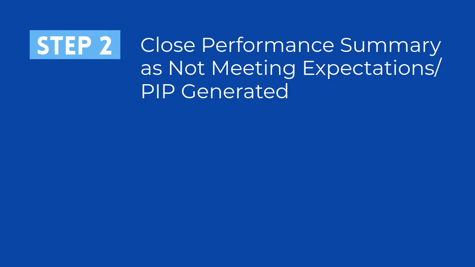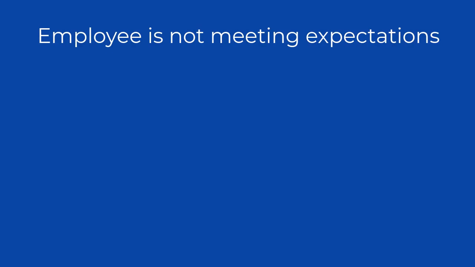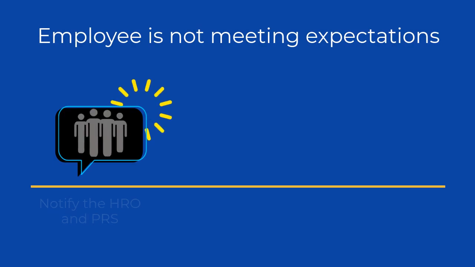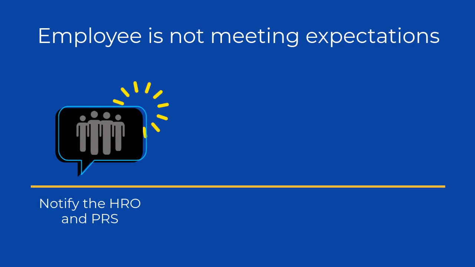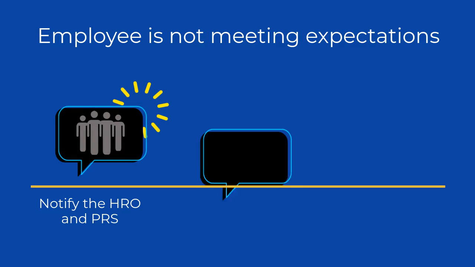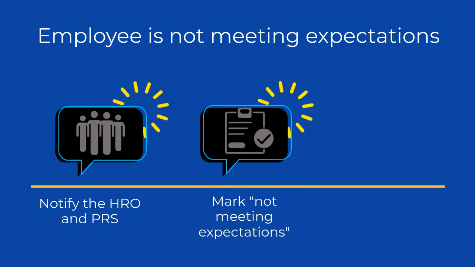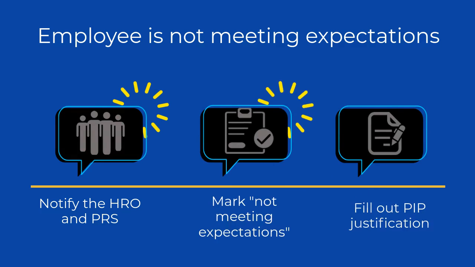Step 2 in the PIP process involves the PIP being generated in PAS. If, after providing coaching and performance feedback, an employee is still not meeting expectations, the supervisor should notify the HRO and PRS in advance that a PIP is likely. The supervisor then marks Not Meeting Expectations in the performance summary and fills out the PIP justification field. A PIP is automatically generated in PAS once the performance summary is closed, assuming the employee is staying in their current position. If the employee has already accepted or moved on to a new assignment, contact PRS.